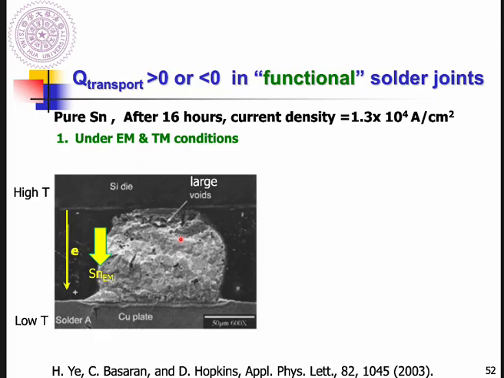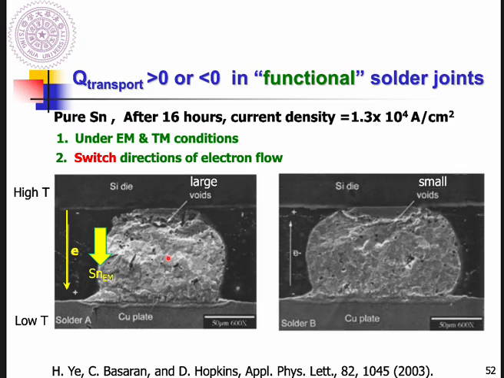So in order to know which direction the atomic flux induced by TM goes, I can do one design. No matter whether the atomic flux induced by TM goes this way or this way, it's not going to change when I switch the direction of electron flow. So when I switch the direction of electron flow to go upward, the atomic flux induced by EM will go upward.